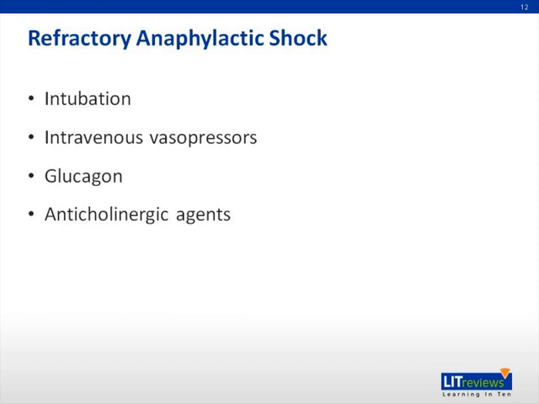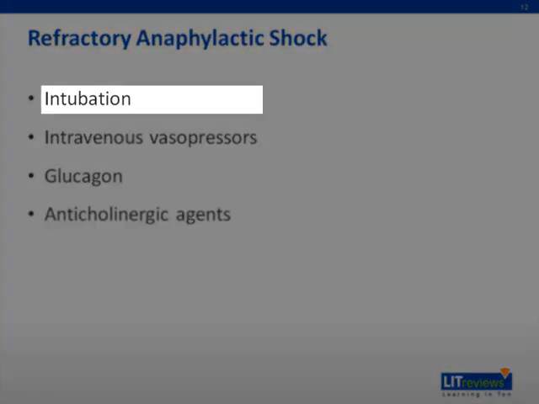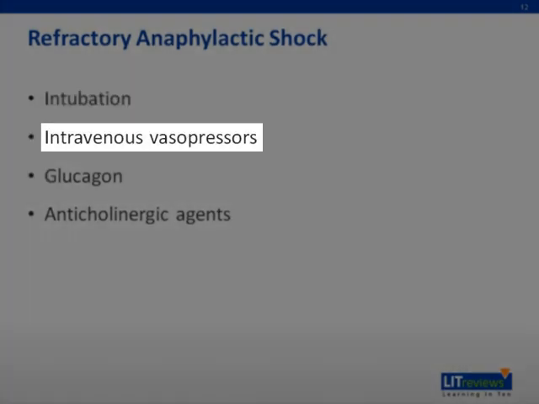In patients with refractory anaphylactic shock despite optimal initial management, escalation of therapy should be considered. Intubation, if indicated, should be carried out by an experienced personnel due to the high likelihood of difficult airway, especially in patients with soft tissue edema of the upper airway. Intravenous vasopressors may be started in patients with hypotension refractory to intramuscular epinephrine and intravenous fluids. Dosage of vasopressors should be titrated to clinical response.